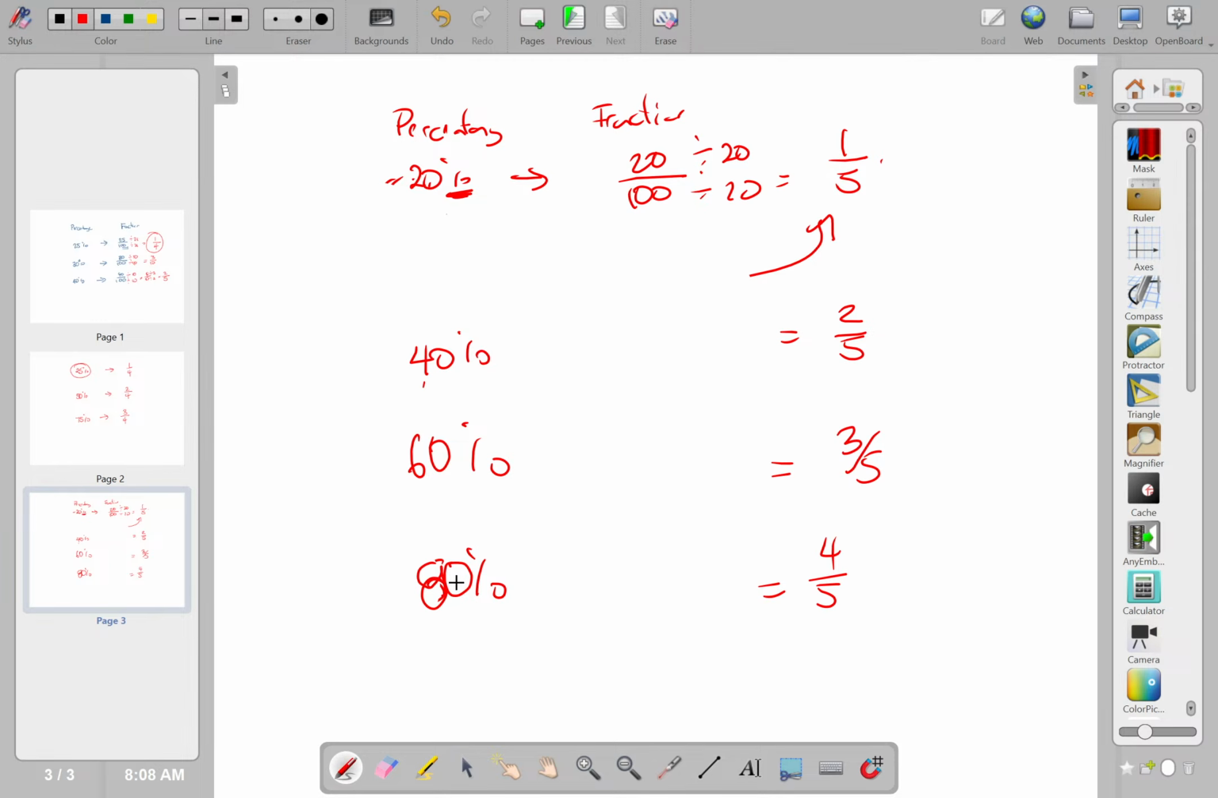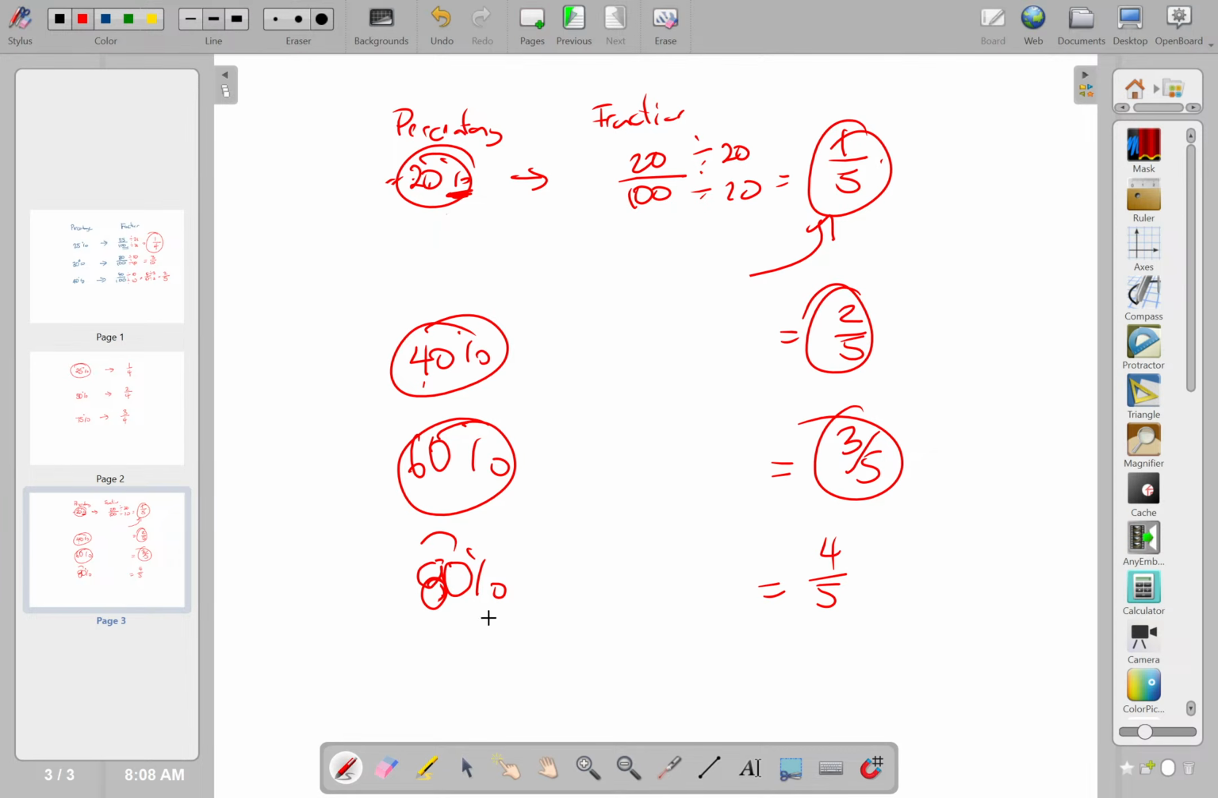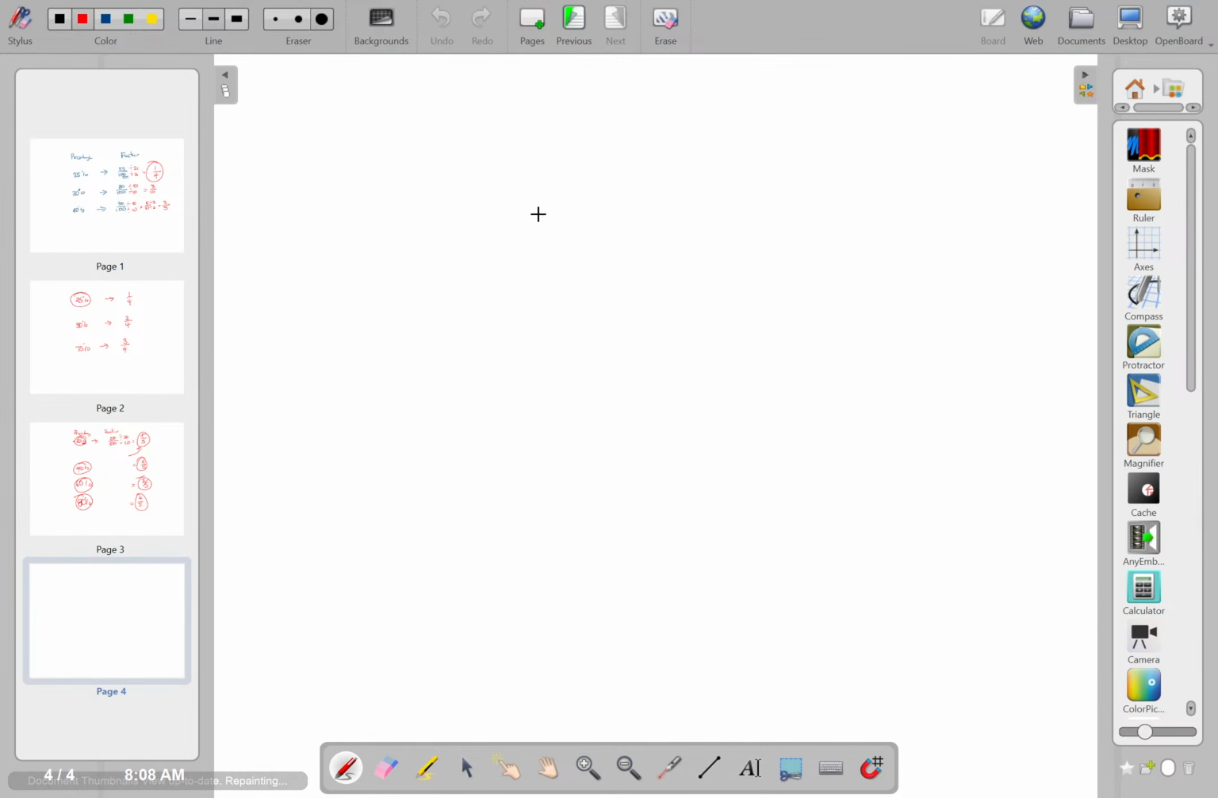All right? But this is going to save you some time if you quickly know 20% is 1 over 5, 40% is 2 over 5, etc. Yeah? Now, once we feel good about percentages, let's go apply it now, because this math is all about application.